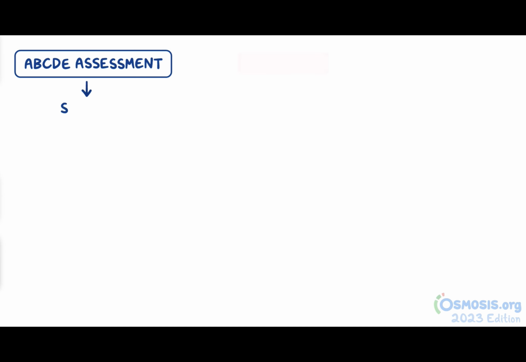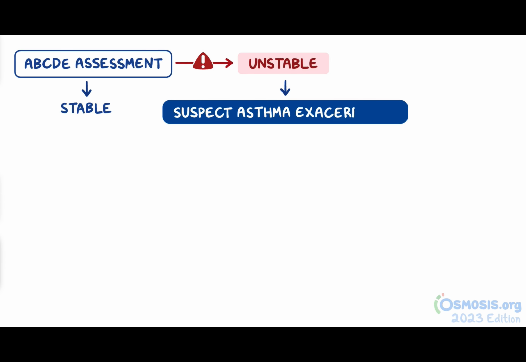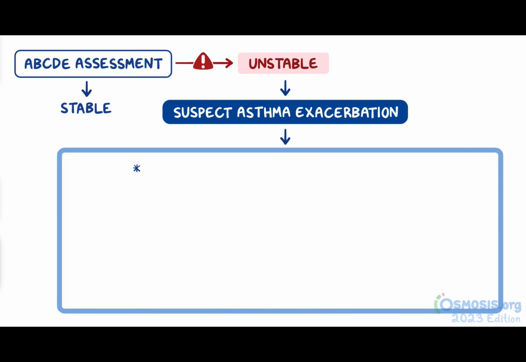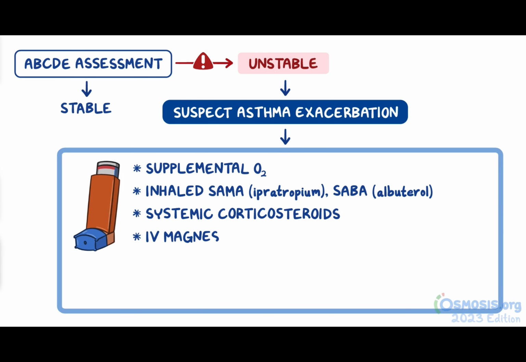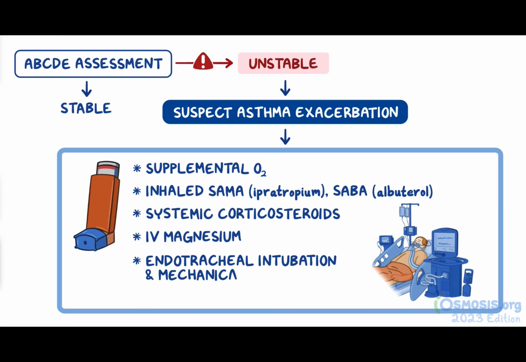Okay, as a quick recap, if you suspect asthma, first you should determine whether or not your patient is stable or unstable. If they are unstable, suspect asthma exacerbation and immediately start your patient on supplemental oxygen, inhaled SAMA like ipratropium, and SABA like albuterol, and systemic corticosteroids. Unresponsive cases may get IV magnesium, while severe cases might require endotracheal intubation and mechanical ventilation.